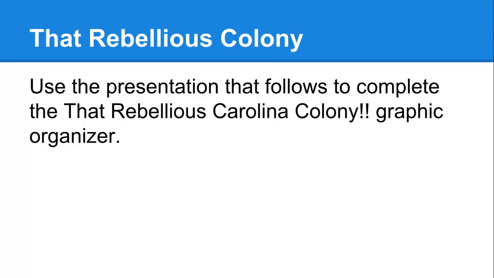It's got who, what, when, where, why, and how for three different main events that occurred in the Carolinas during the colonial times. One is Culpeper's Rebellion, another is Carey's Rebellion, and the third is the Tuscarora War. So we're going to go through the information on the next slides, and we're going to pick out the who, what, when, where, why, and how for each one.